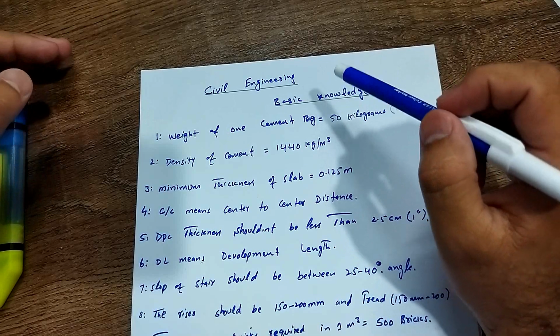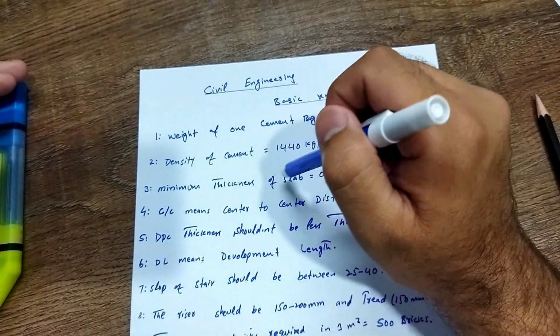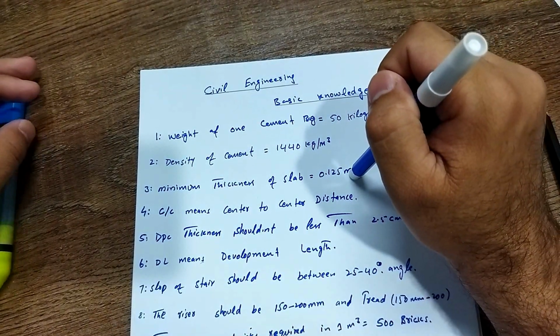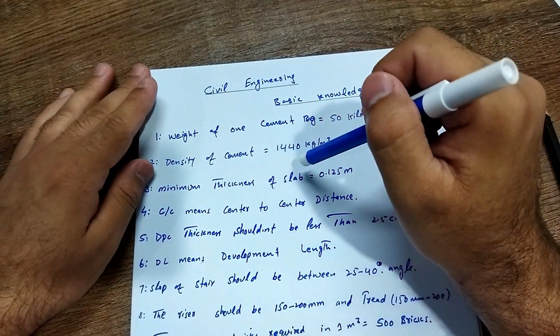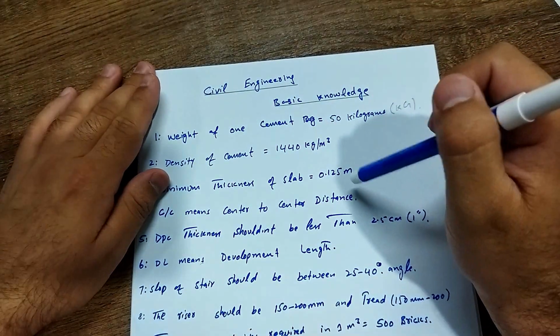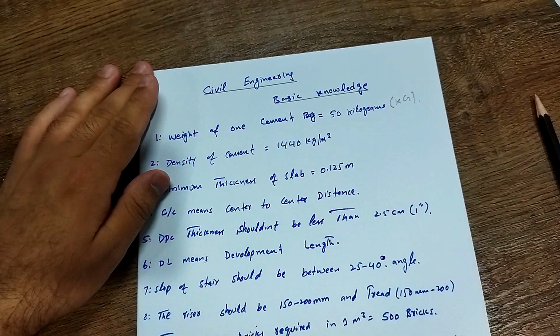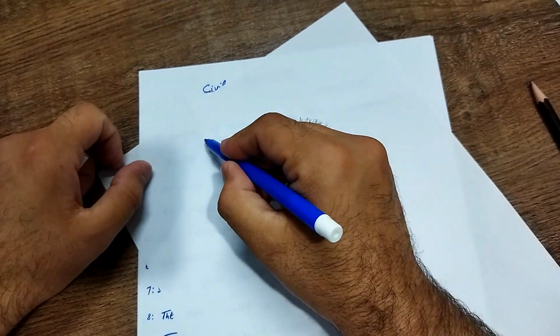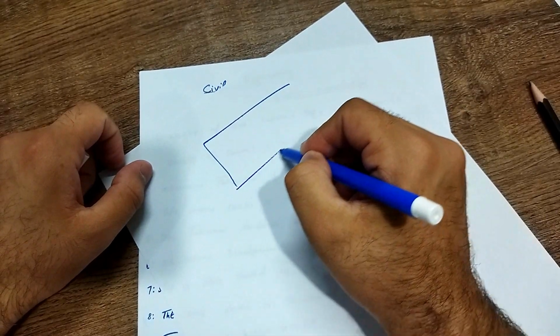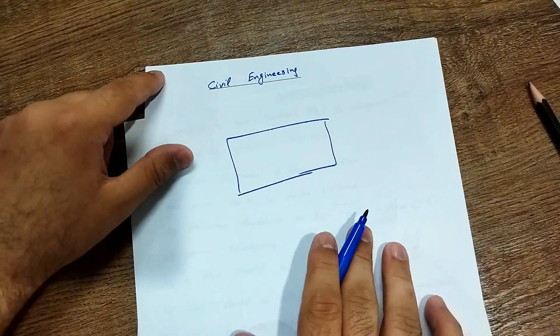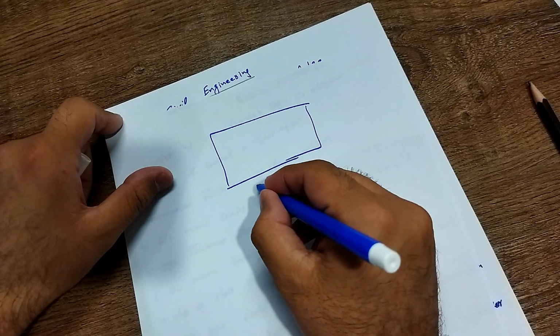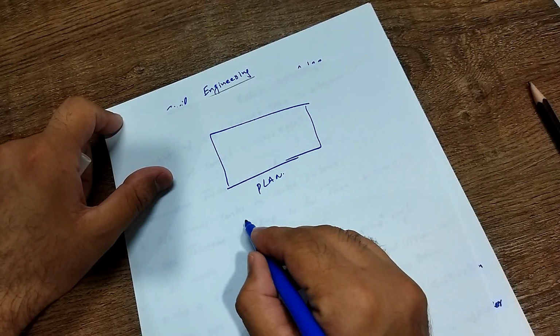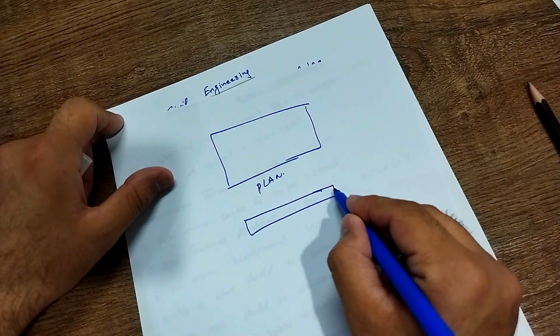Okay, and what is the minimum thickness of slab? So guys, the minimum thickness of slab should be 0.125 meter. I will show you how it is calculated. This is the plan. Okay, let's write it. This is the plan and this is the section.